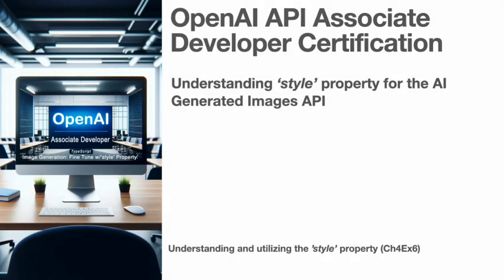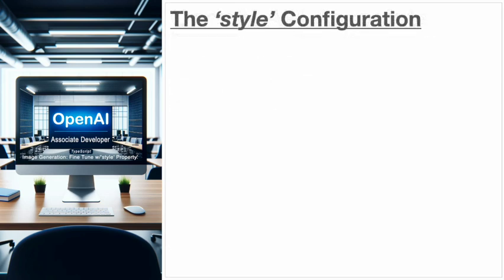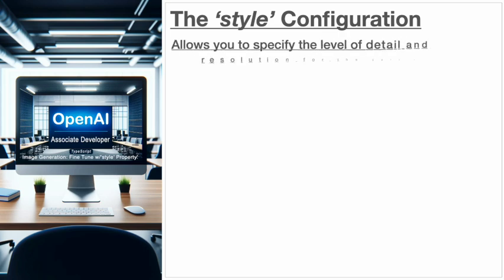In this session, we're going to discuss the style configuration property in the OpenAI Image Generation API call. Understanding this property is essential for ensuring that the images generated align with the desired aesthetic and visual tone for your specific project. The style property allows you to specify the artistic style of the generated images. This property is particularly useful for applications where the visual appeal and artistic direction of the images are critical to the user experience or the project's success.